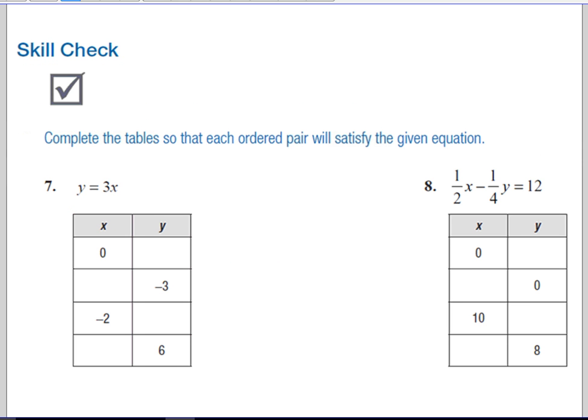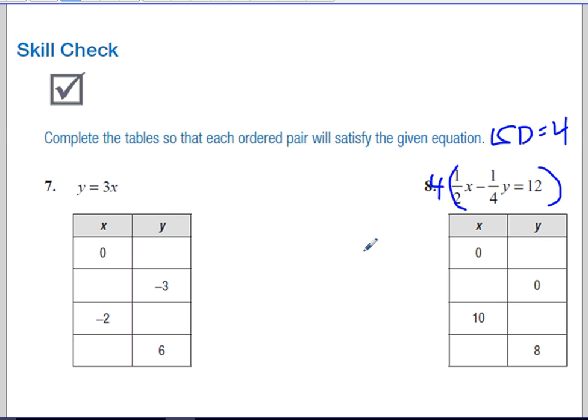Here you have two tables to fill out. They give you either the x or the y value. For number 8, notice you have fractions. You can plug in using fractions, but what I like to do is get rid of fractions. I know that 4 can divide by 2 evenly, so my least common denominator here is 4. So if I multiply everything by 4, the entire equation, I'm going to get something that eliminates fractions.